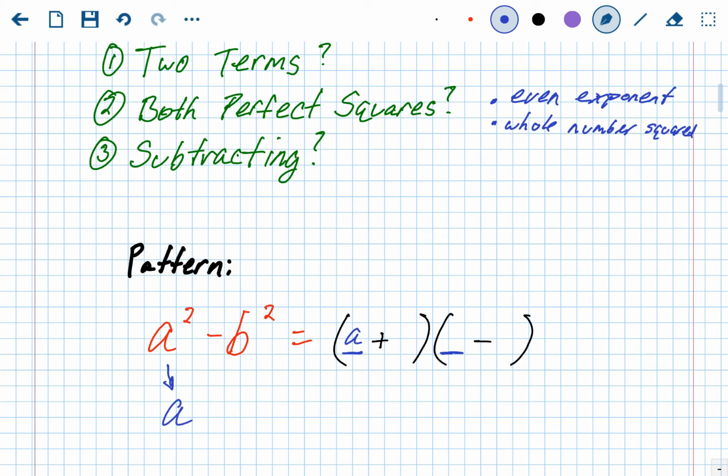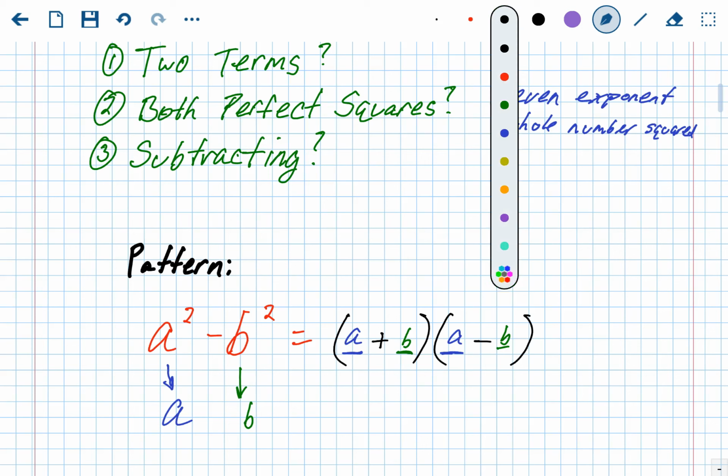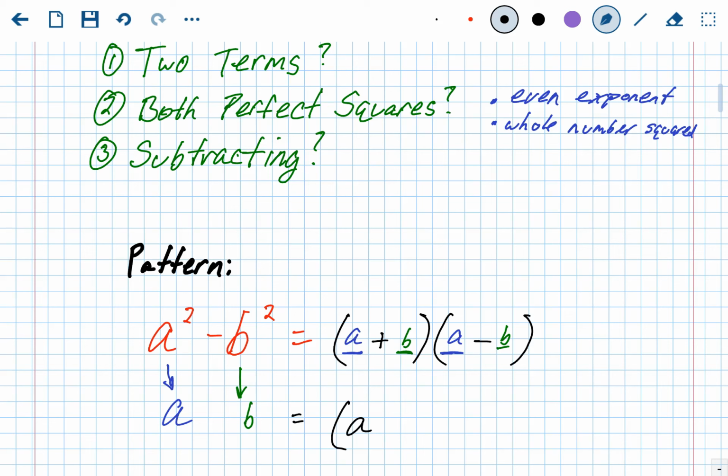The square root of a squared is a, so a is going to go in the first slots. Square root of b squared is b. B times b is b squared, a times a is a squared. Those are the square roots, and that goes in the second slot. So your factored form of a difference of squares is always the exact same terms with opposite signs: a plus b times a minus b. And when we're doing FOIL, we've seen this pattern before where the inside and the outside terms cancel out.